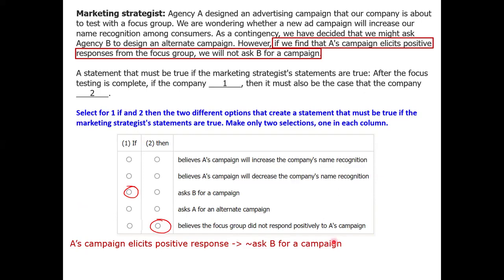Now, the moment the original relationship is true, what is also always mechanically true? The contrapositive. So what will be the contrapositive of this? We already discussed it, right? Multiple times now, whatever is on the right goes to the left, what is on the left goes to the right, minus becomes plus, plus becomes minus. So if we ask B for a campaign, it means that A's campaign has not elicited positive response.